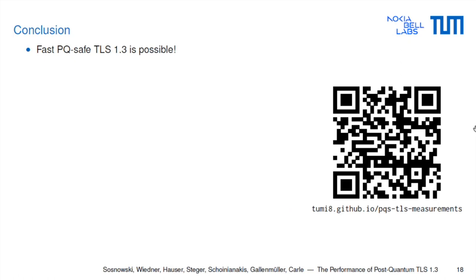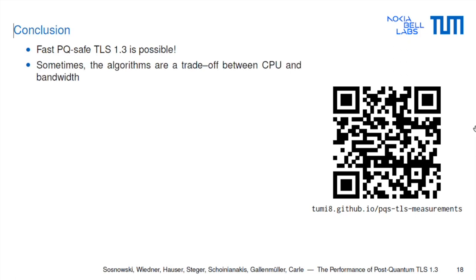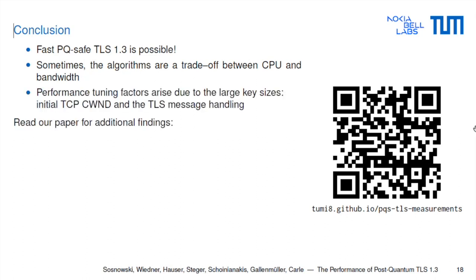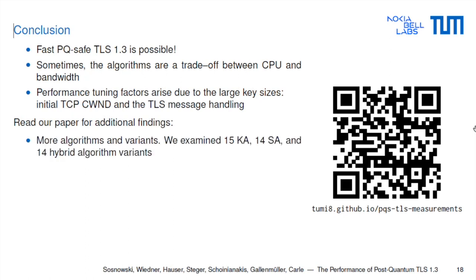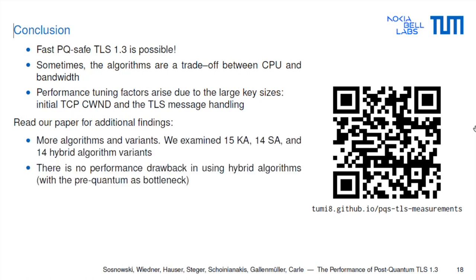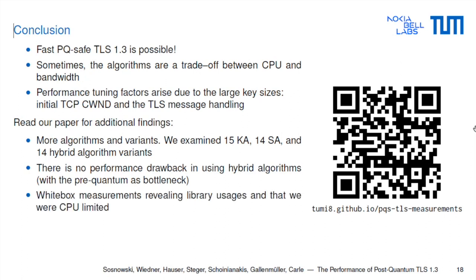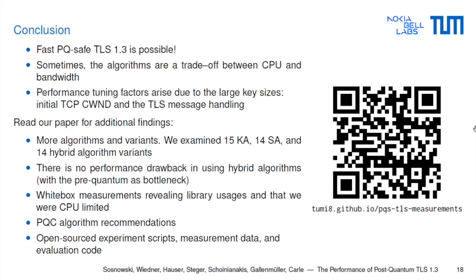Okay, with this, I come to the end. So very good news. You see that post-quantum safe TLS is possible, and fast post-quantum safe TLS. However, sometimes it's a trade-off between CPU and bandwidth. Then we saw several performance tuning factors. And if I could interest you in post-quantum TLS, we have several additional findings in our paper, more algorithms, more variants. We actually found that there is no drawback in using hybrid algorithms. Then we have some white box measurements, some algorithm recommendations, and finally, we also open sourced all our scripts and code that you can find in the paper or in the link.